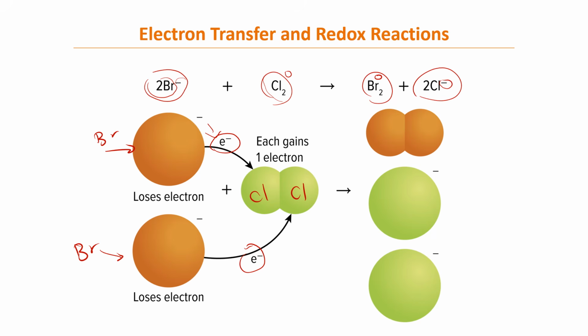And now Brs are going to combine into Br2, okay? And now you have 2Cl-. But look at the charges, they changed because there was a transfer of electrons. الإلكترونات راحت من ذرة إلى ذرة ثانية. فهذا هو تعريف الريدوكس reactions.